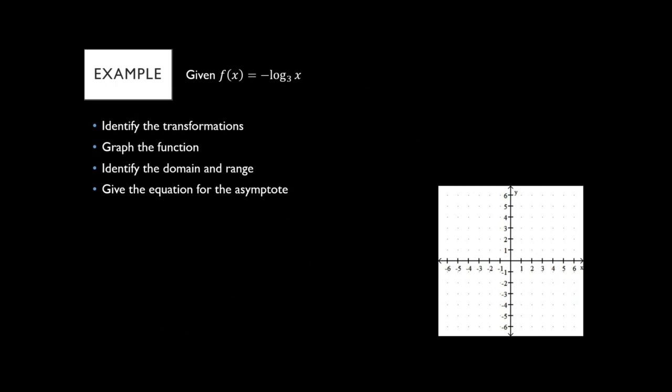Okay, this is my last graph here. We have f of x equals negative log base 3 of x. So again, we're looking at log base 3. So I'm going to just fill in my table. We don't have any transformations to x because we're not adding or subtracting the x. We do have a multiplication going here, and it's a negative. So the negative is a reflection.